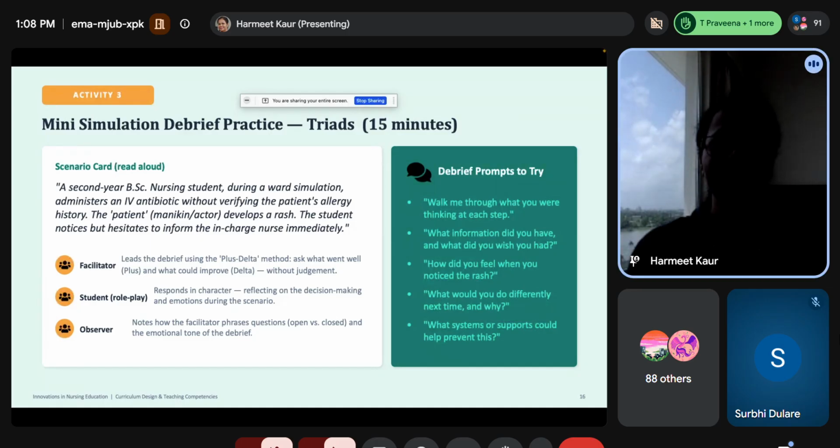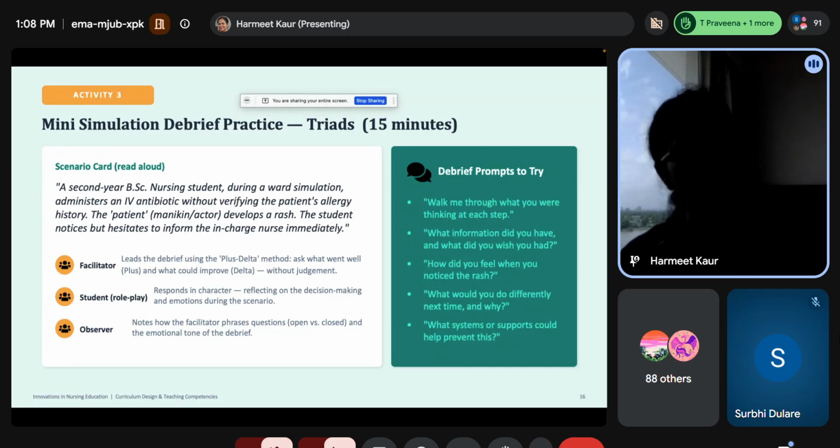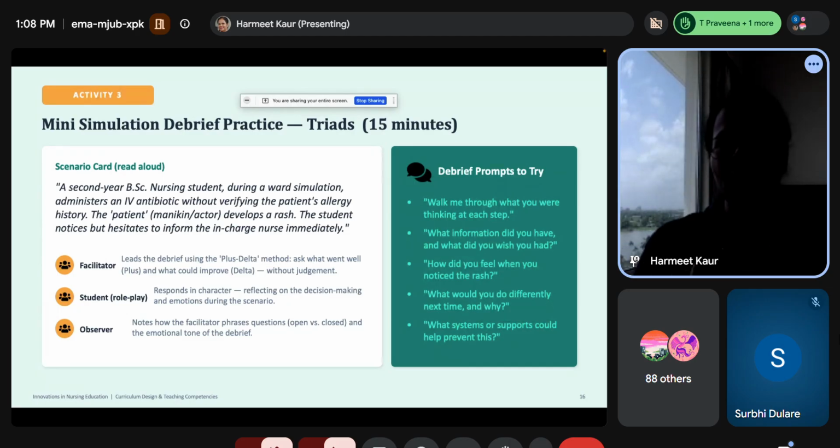They will not forget. So they will not forget and they will continue, because now it will be in their mind that if that happens, I have to do this. So you are preparing the student for the actual situations in the clinic.